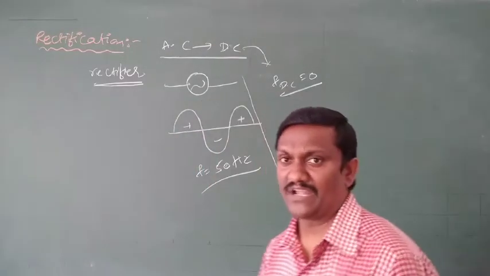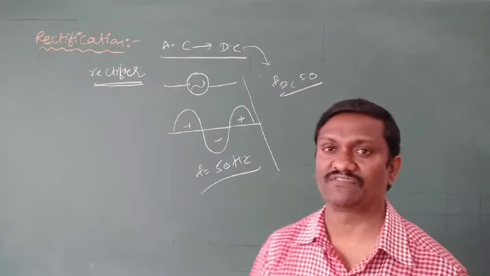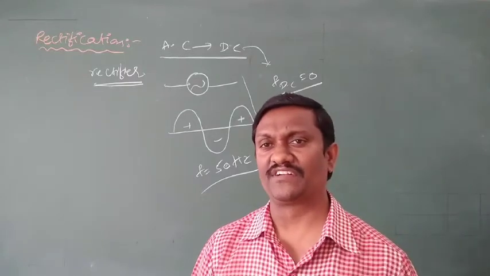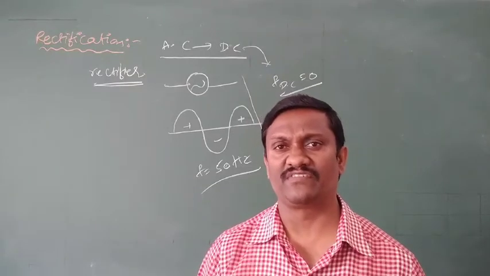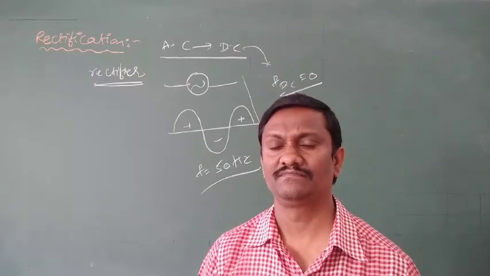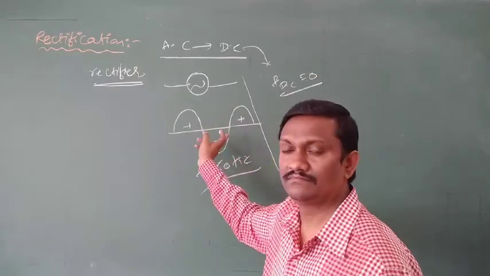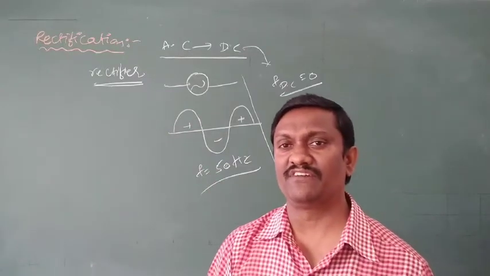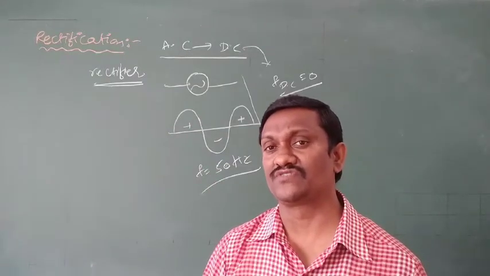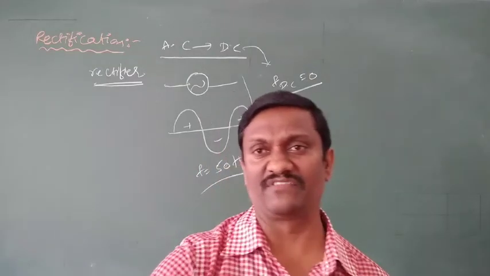Rectifiers are mainly of two types. The first kind is called a half-wave rectifier, and the second kind is called a full-wave rectifier. In a half-wave rectifier, only half of the AC signal is converted to DC. If both half cycles are converted to DC, such a device is called a full-wave rectifier circuit. So there are totally two types of rectifier circuit.